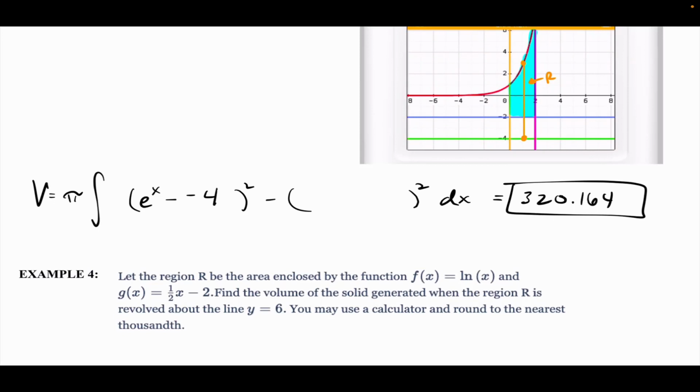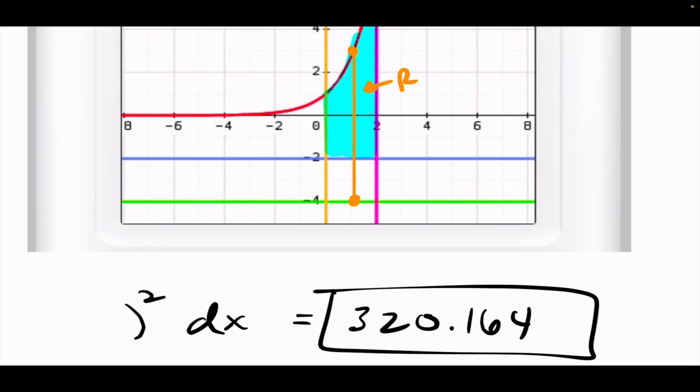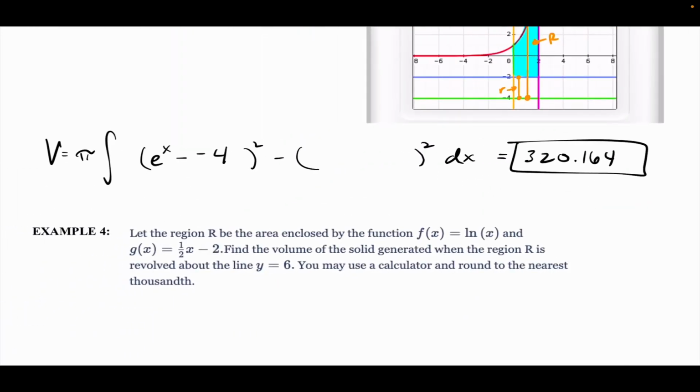Little r goes from the bottom of the shaded part. The bottom of the shaded part is the blue, to the axis of revolution. That one's going to go from -2 to -4. So -2 minus a -4.